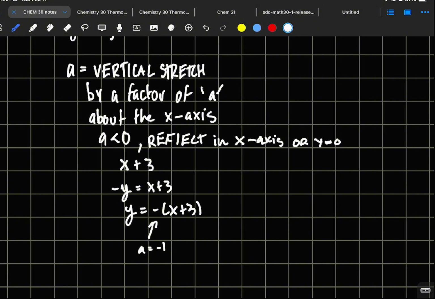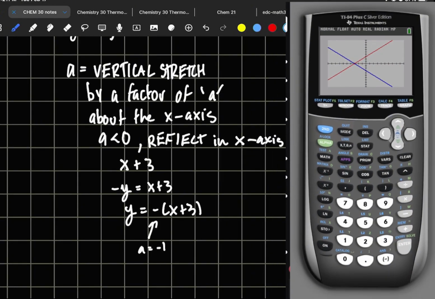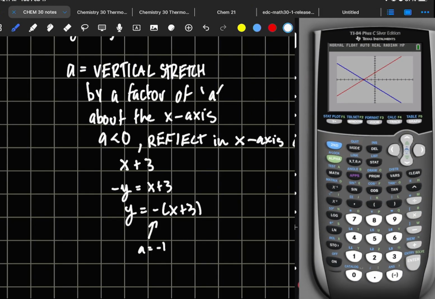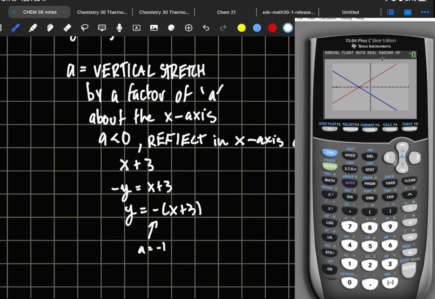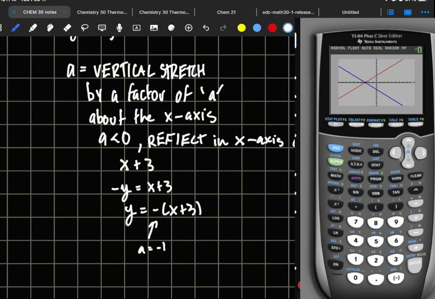If you want to compare these two, you'd see that there is going to be a reflection in the line y equals 0. So if we were to graph these two graphs here, you'd see that if we were to type in y equals 0, this is going to be our line of reflection.